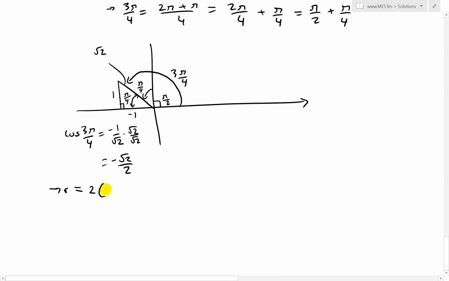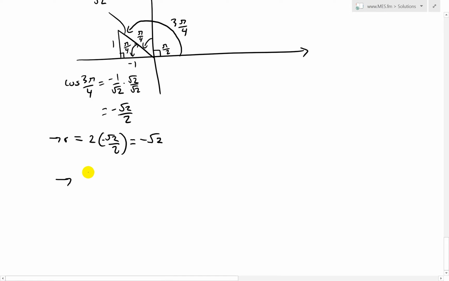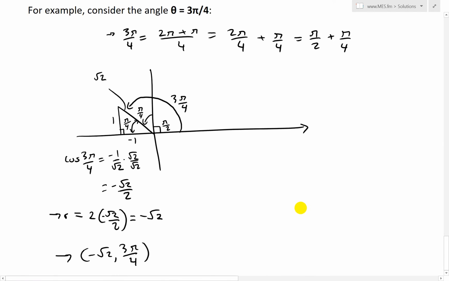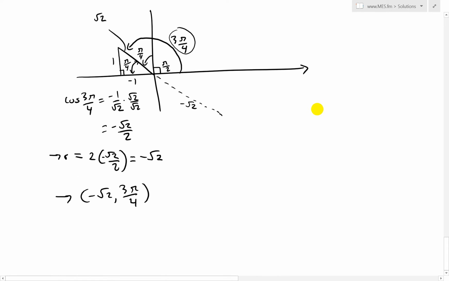r is equal to 2 times negative square root 2 over 2. The 2's cancel. We get negative square root 2. So what this means is we get a point, negative square root 2 and 3 pi over 4. And remember again, with negative distance values, we go to this angle 3 pi over 4, and then we just work backwards like that up to a point. So this is going to be negative square root 2 like that. And this point across is going to be our negative square root 2, 3 pi over 4.